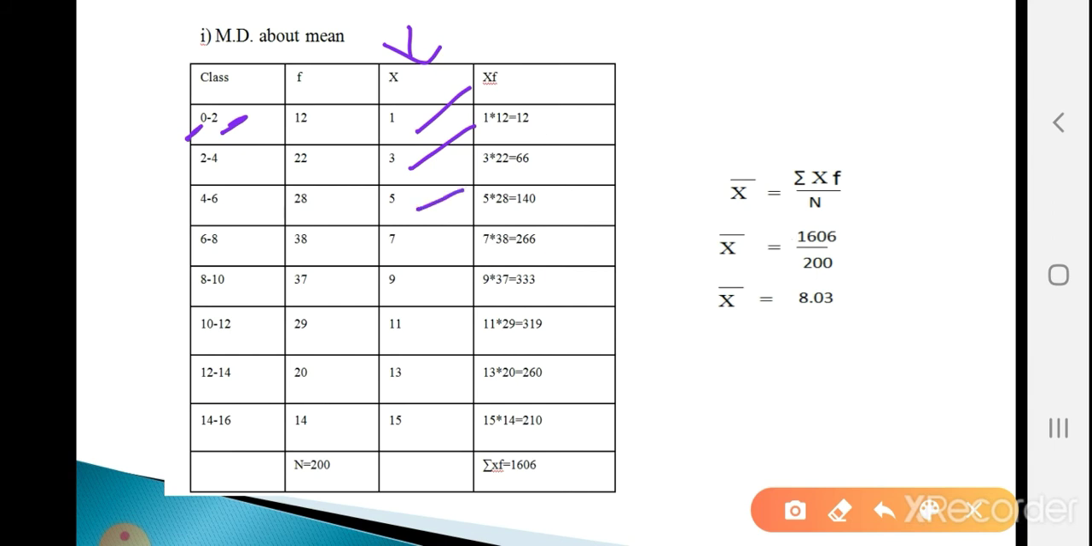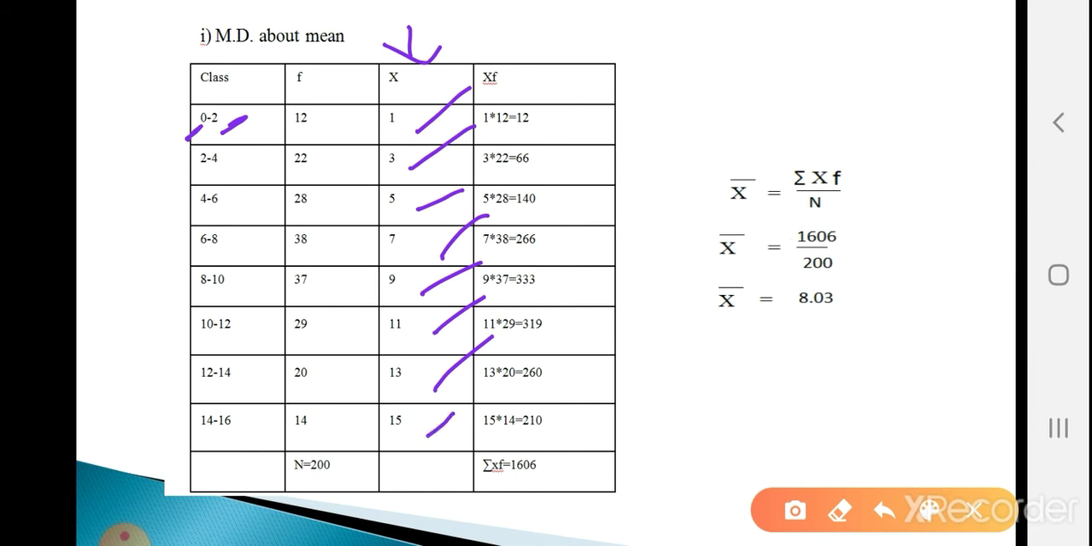Then 6 plus 8 divided by 2, that is 7. Then 10 plus 8 divided by 2, that is 9. Then 12 plus 10 divided by 2, that is 11. Then 14 plus 12 divided by 2, that is 13. And the last, 16 plus 14 divided by 2, the answer is 15.